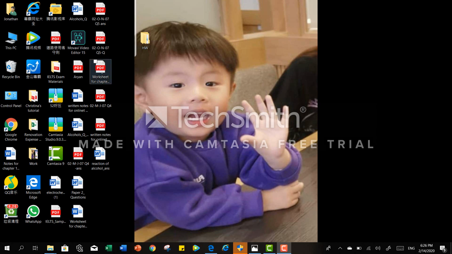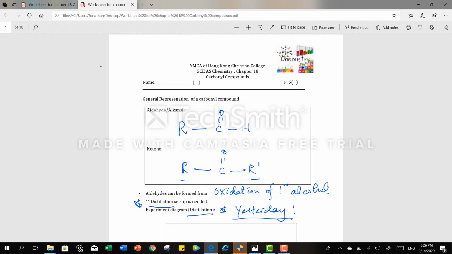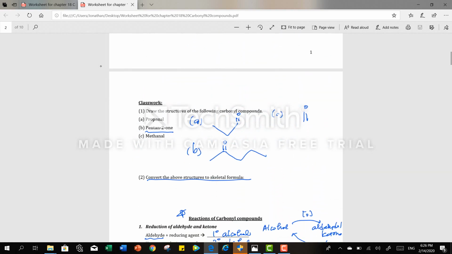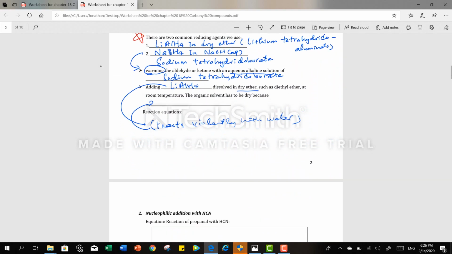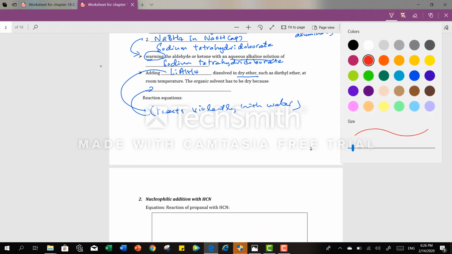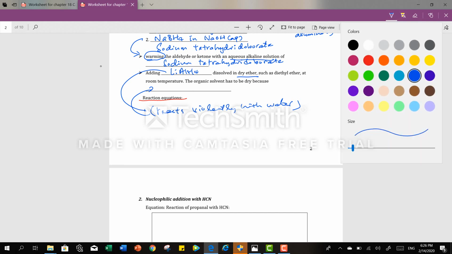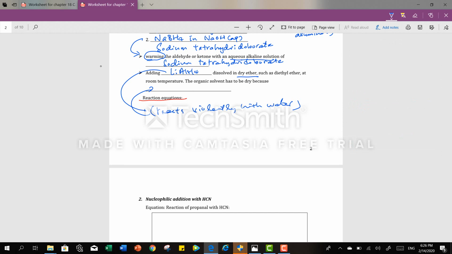Okay, everyone, this is part 2 of today's video. We just finished reduction. Do you remember reduction? And then here is the reaction equation. And I want you to practice writing some balanced chemical equations for reduction of aldehyde or ketone, or even carboxylic acid. So I will give you a few examples.